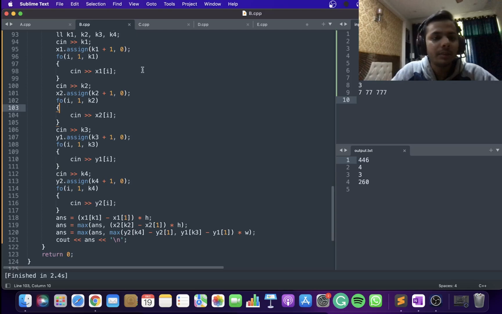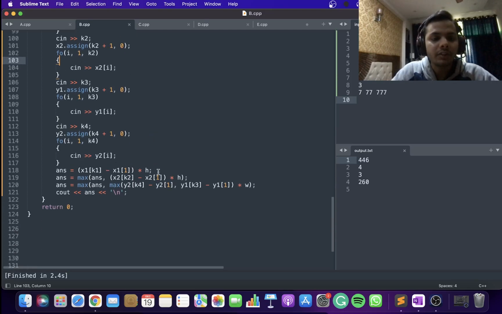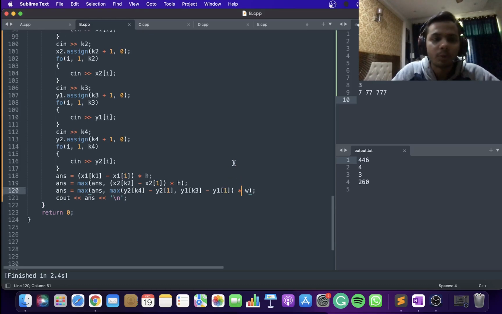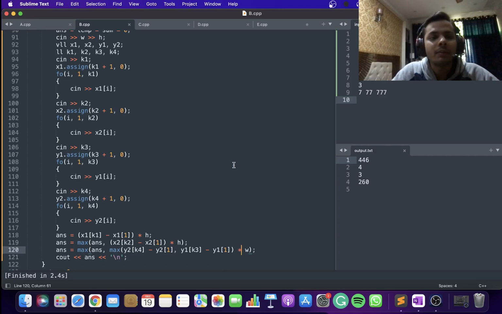So pretty simple. You take these 4 values first of all, and the first value is x1[k1] minus x1[1] times h. This is when I am at the base. The second value is x2[k2] minus x2[1] multiplied by h. This is when I am at the topmost horizontal side. And then the other two values are when I am at the vertical sides, y2[k4] minus y2[1] into w, or y1[k3] minus y1[1] into w. Here k1, k2, k3, k4 are the number of points that I have on the respective sides, right?